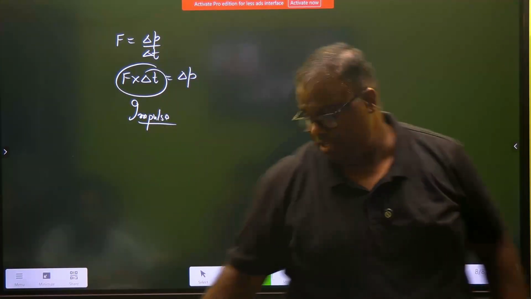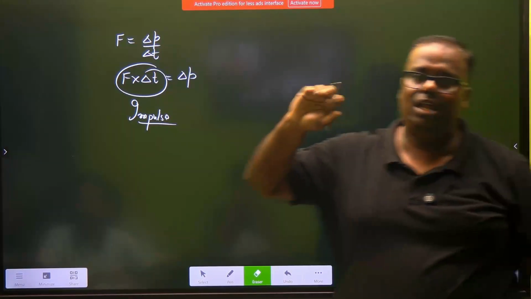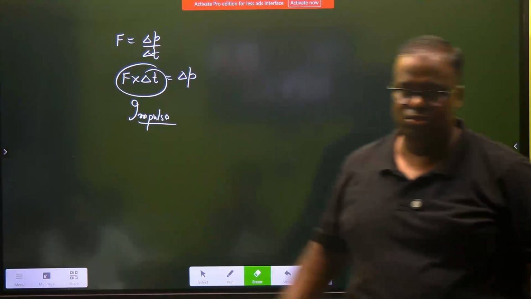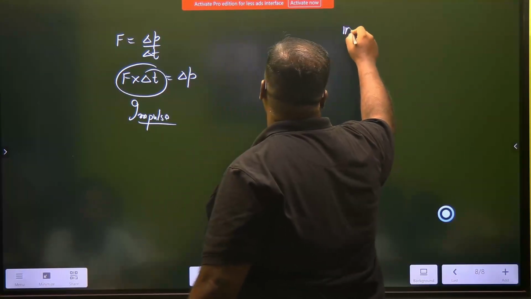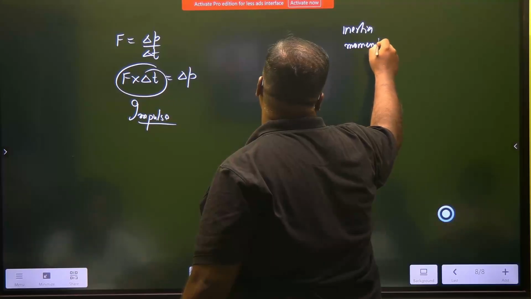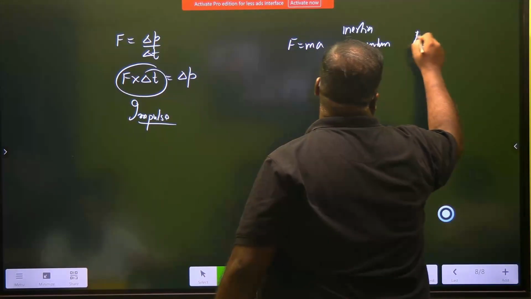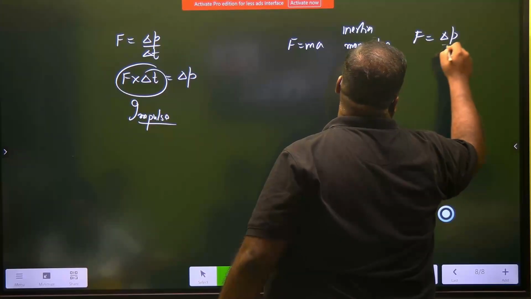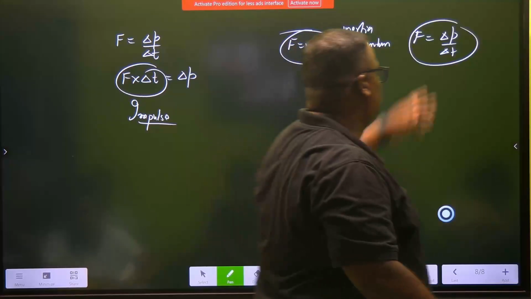In the next classes, our problems will be more on F equal to ma and V equal to U plus AT and all those sort of things. So when you come to class next time, please revise what is inertia, revise what is momentum, revise F is equal to ma, also revise F is equal to delta P by delta T. These formulas also you should know. And based on this, there will be many questions.